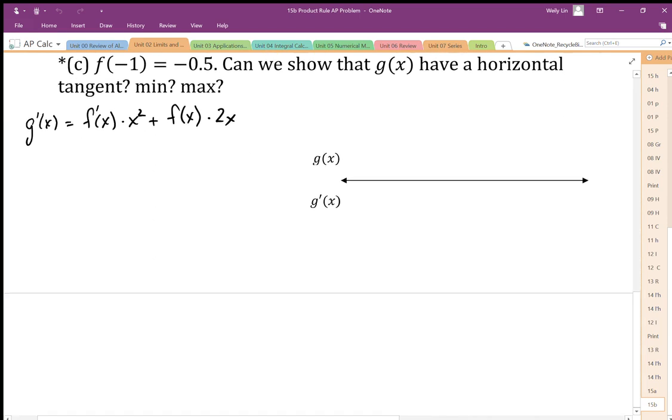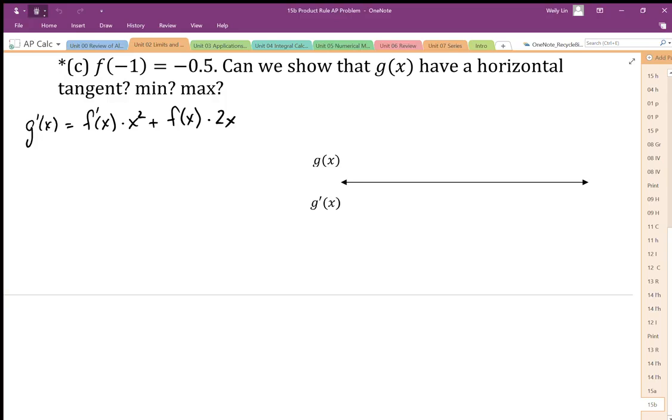And if I want to know if g has a horizontal tangent, I need to know when this is equal to 0. Well, to be able to make this equal to 0, it's kind of hard because I don't know the expression for f prime and I don't know the expression for f. However, there are some parts I can factor. So I'm going to factor out the common x. So I end up with f prime of x times x plus f of x.